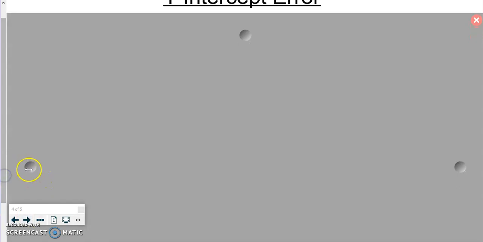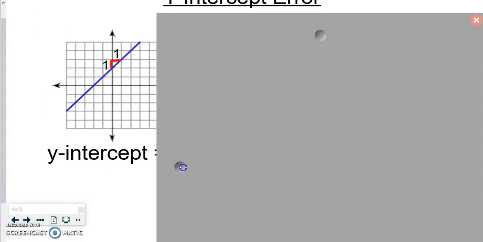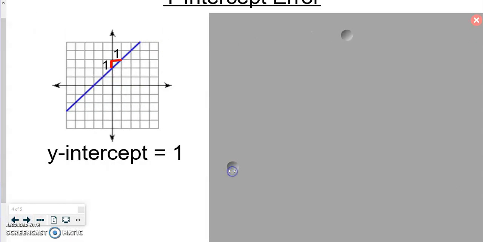So the next one that we have is your Y-intercept error. Okay, so here is one of the first examples that I was seeing quite a bit. This was a common thing that I noticed: students were finding your slope, but then you were taking either the change in the y, or you were just using that coordinate, and you're just saying that it's 1.